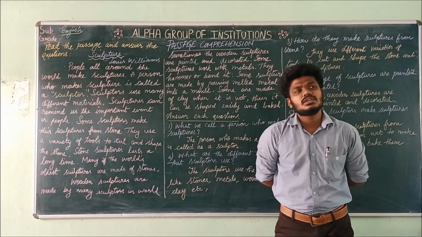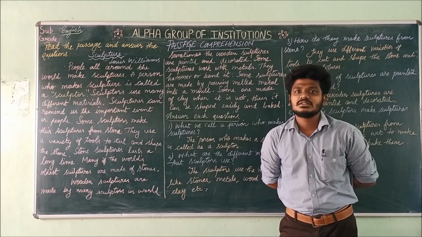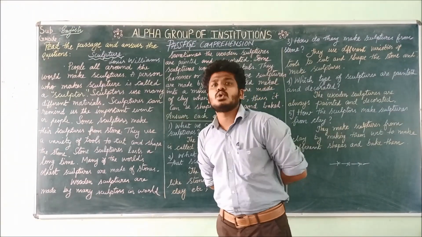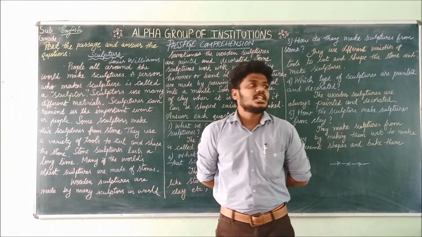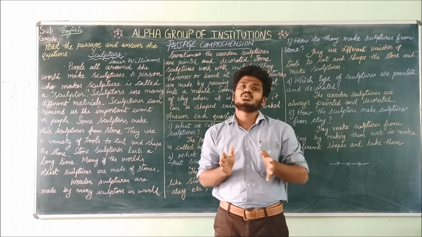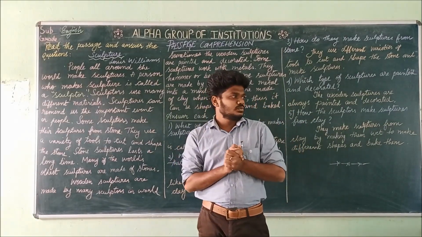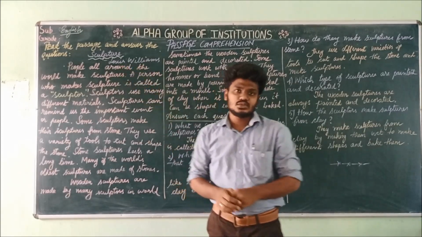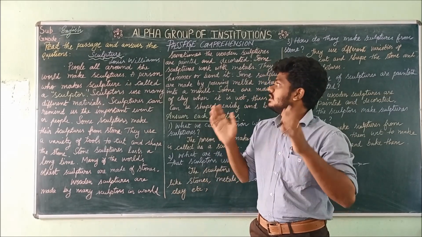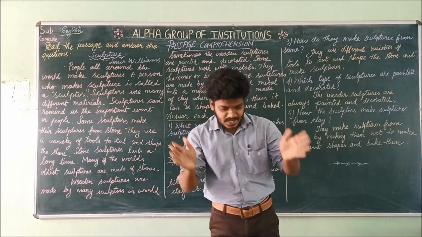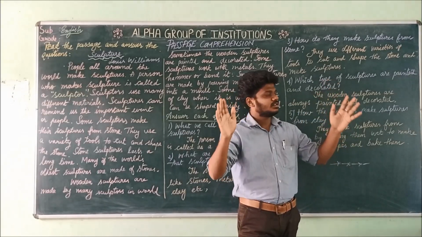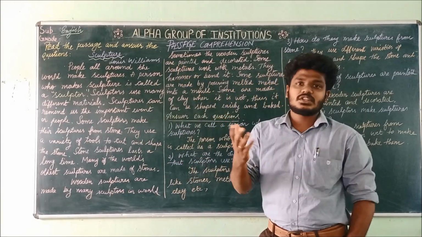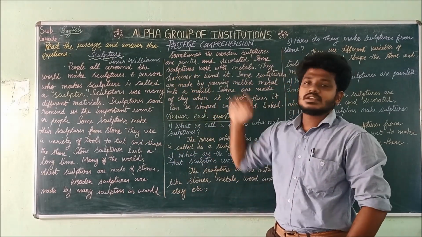Have you ever heard the word sculpture before? S-C-U-L-P-T-U-R-E, sculpture. Sculpture is nothing but a statue. Just search the word sculpture or statue in the dictionary and find the meaning. It is an idol or a shape of a man or anything made of stone or other metals. That's what we call a sculpture.